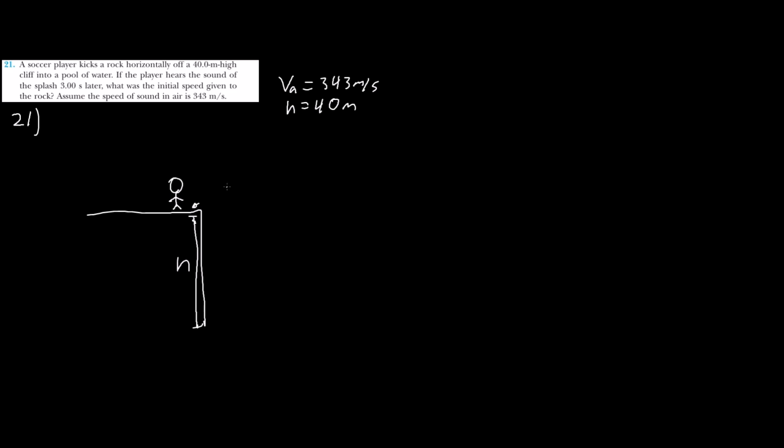And he kicks the ball. It lands in a pool. So this is going to be the motion of the ball. After that, I'm going to let t equals 0 be when he kicks the ball. T equals some seconds, which I'll call t naught, is when he hits the pool. And then from t naught to t1 is when he hears the sound.